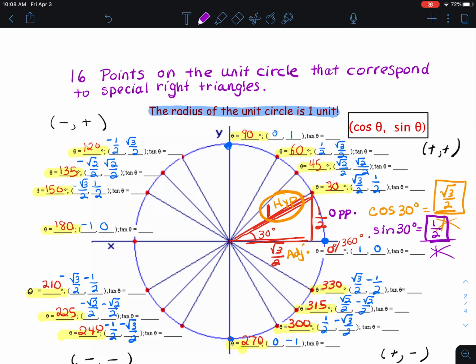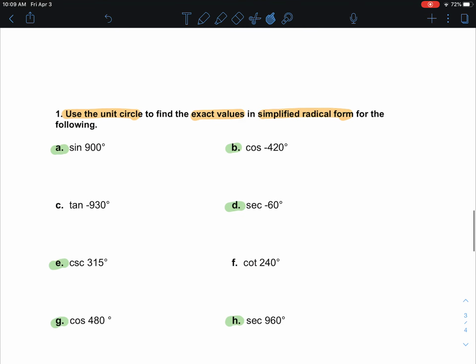Do you notice that for cosine, it ended up just being the x-coordinate of the point, and for sine, it ended up just being the y-coordinate of the point? So I'd like you to circle and highlight this, and put an x above cosine and a y above sine. Here's how this is going to work. Let's look at this first one.